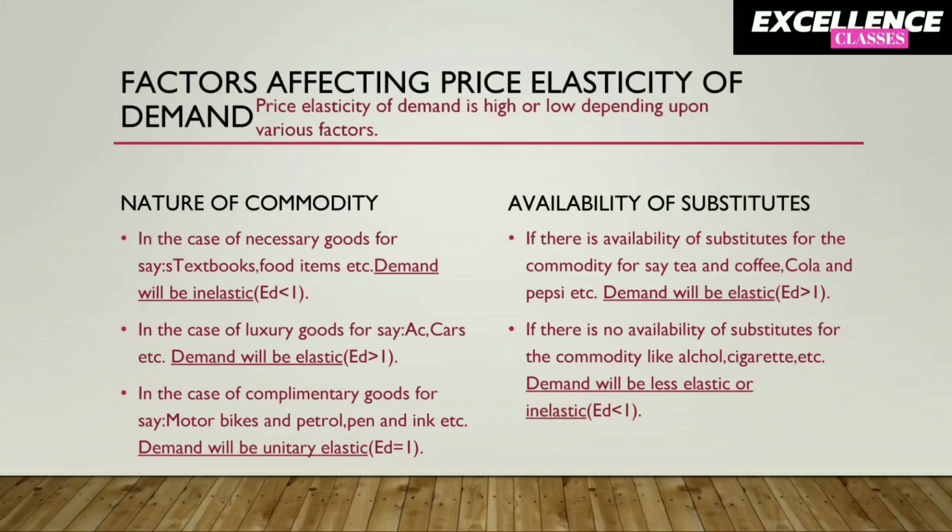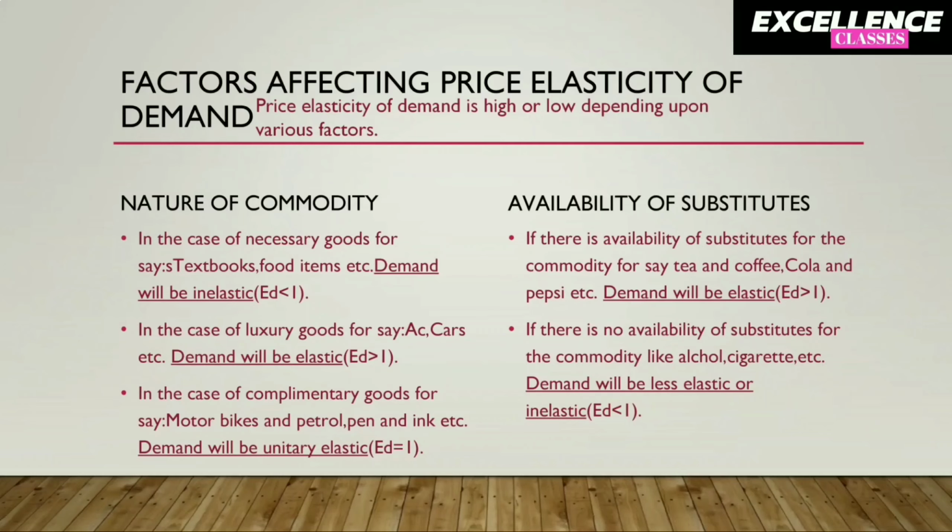The first one is nature of commodity. On the basis of nature of commodity, the goods are categorized into two types. First one is necessary goods and the second one is luxury goods. Necessary goods are textbooks, medicines, food items, etc. In the case of necessary goods, demand will be inelastic because even if the prices of these goods go higher, people may not stop demanding these goods.